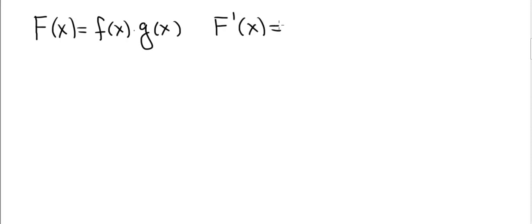Let capital F of x equal little f times little g. So capital F is a product of two functions, f and g. We want to find the derivative of capital F, which is the derivative of the product of these two functions, little f and little g. And this is the product rule of differentiation.